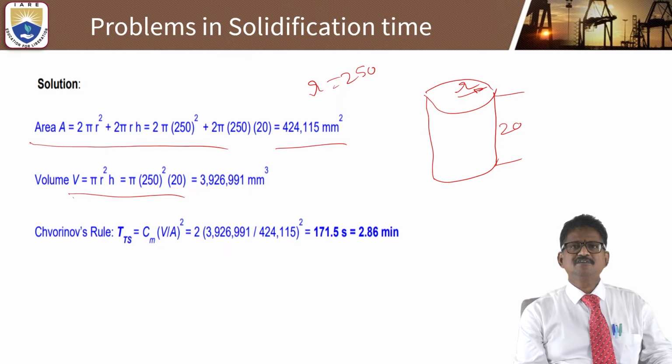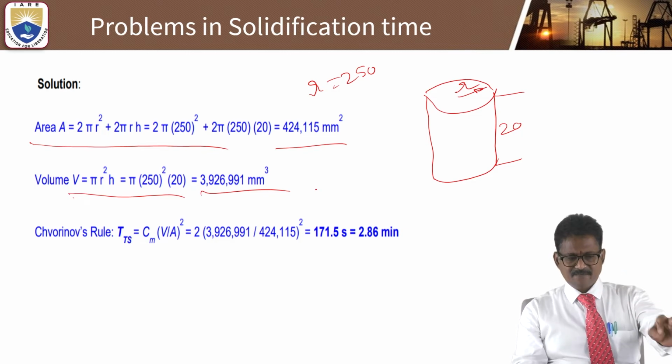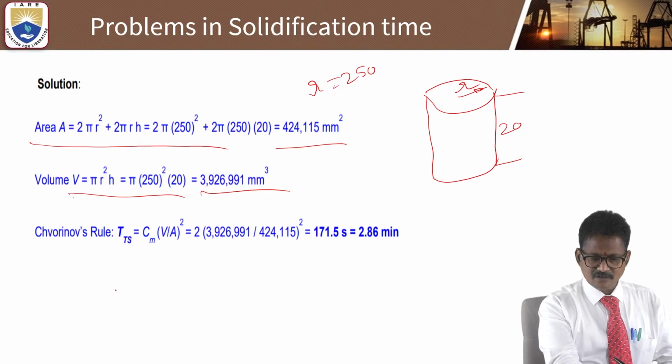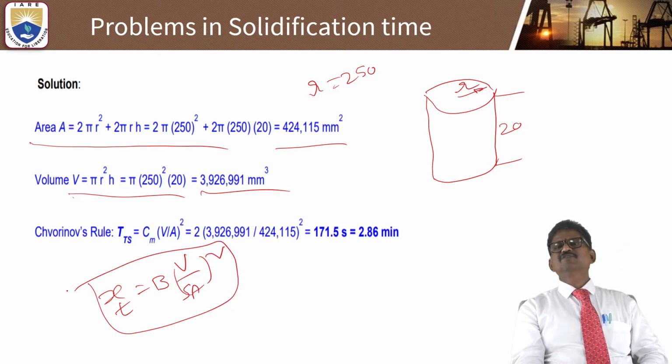This comes to 39 lakhs 26,991 mm cube. This is the volume of the cylinder. Okay, surface area, volume. And as you know, according to Chvorinov's rule, the solidification time t is equal to some constant into V by SA whole square. This is a standard formula to determine the solidification time.